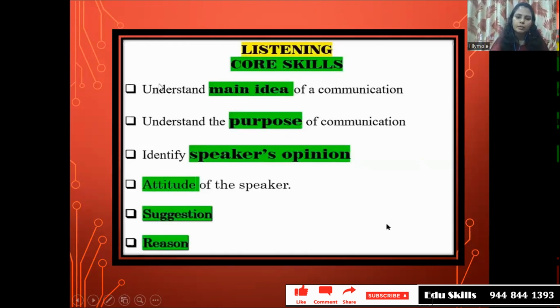What are the core skills? Again, understand the main idea of the communication and the purpose of communication. Then in the audio, we can understand the speaker's opinion. What the speakers are telling, this is the opinion or attitude or suggestion or reason. We need to understand all these things while listening to the audio.